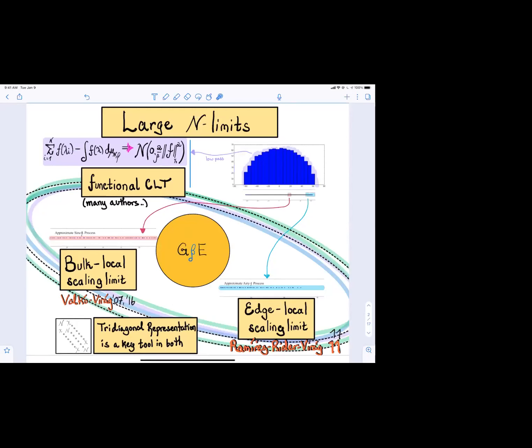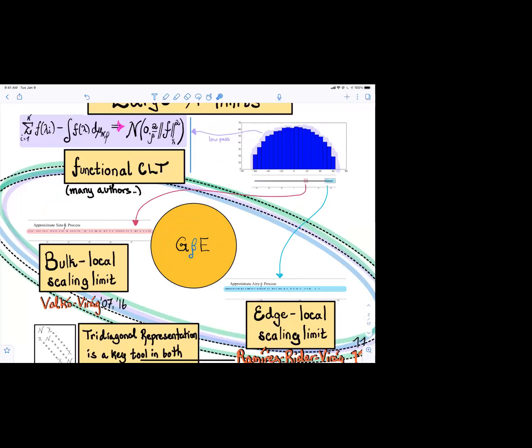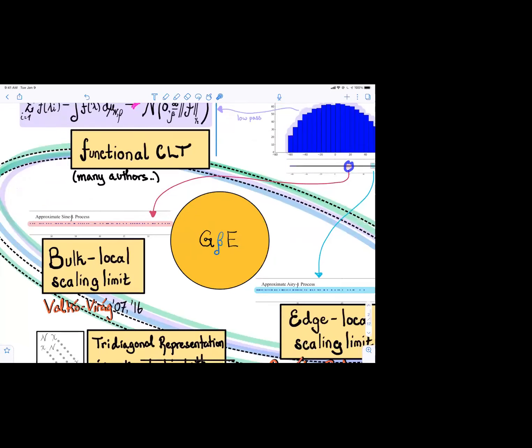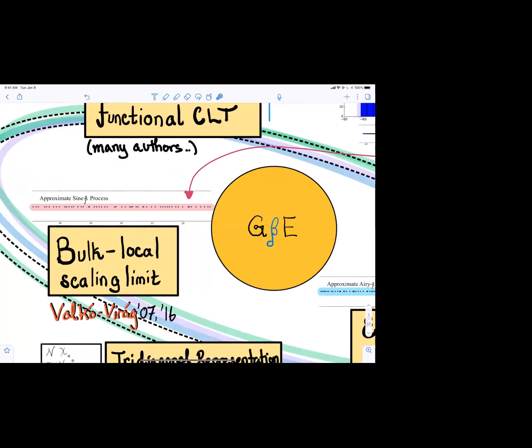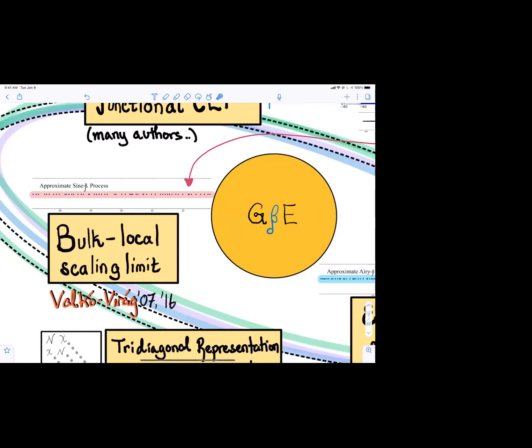There are also local scalings where you zoom in on the points in a small window. For example, here we take some part of the points in the middle and you see some process, and you can take n to infinity. That's the so-called sine beta process. I only say approximate because this is from a matrix of size 1,000. As you send 1,000 to infinity, this would converge to the sine process. So that's the bulk scaling limit.